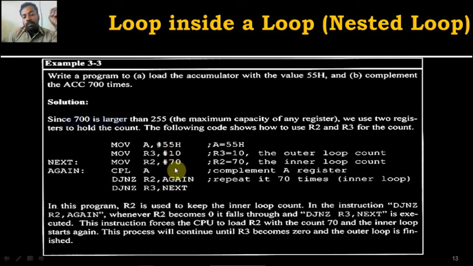Okay, so in this program, R2 is used to keep the inner loop count in the instruction DJNZ R2, again. Whenever R2 becomes 0, it falls through and the DJNZ R3, next is executed. This instruction forces the CPU to load R2 with a count of 70 and the inner loop starts again. This process will continue until R3 becomes 0, and when R3 becomes 0, the loop will break. So this is a nested loop inside another loop.